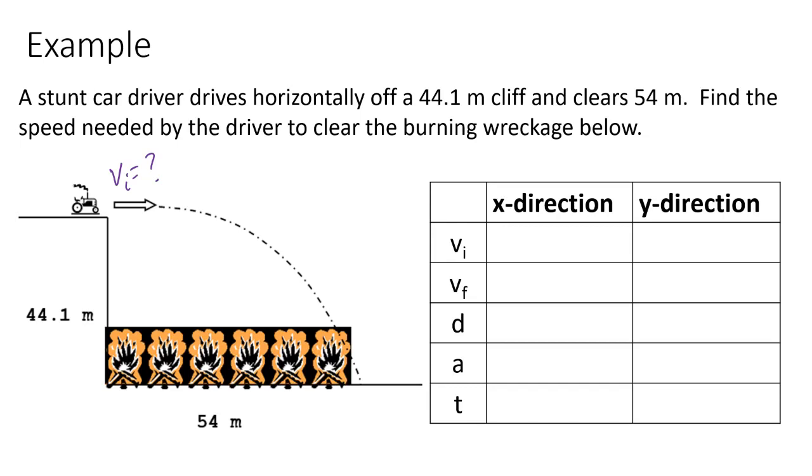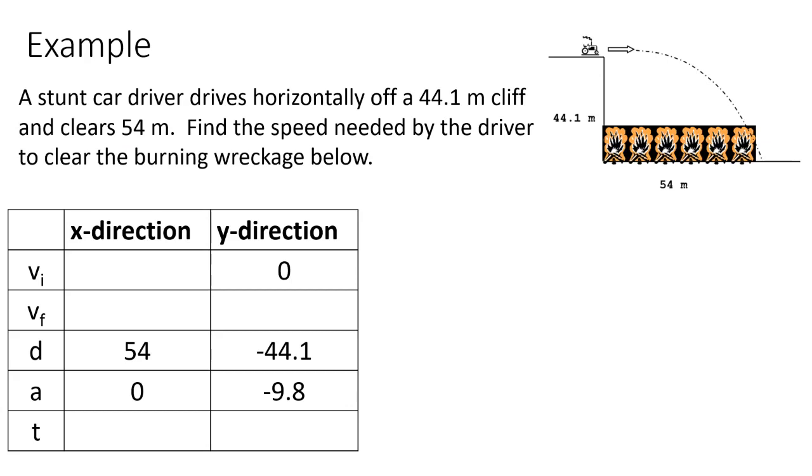Okay, so our VIF-DAT table: acceleration in the x is 0, acceleration in the y is negative 9.8. We know that the horizontal range is 54 meters. We know that the vertical drop is going to be 44.1 meters, so we'll make sure to include a negative there. Do we know anything else? Nope, I think that's it for now, except that our initial velocity in the y is 0 because we were driving horizontally. So find the speed needed is what we're looking for.